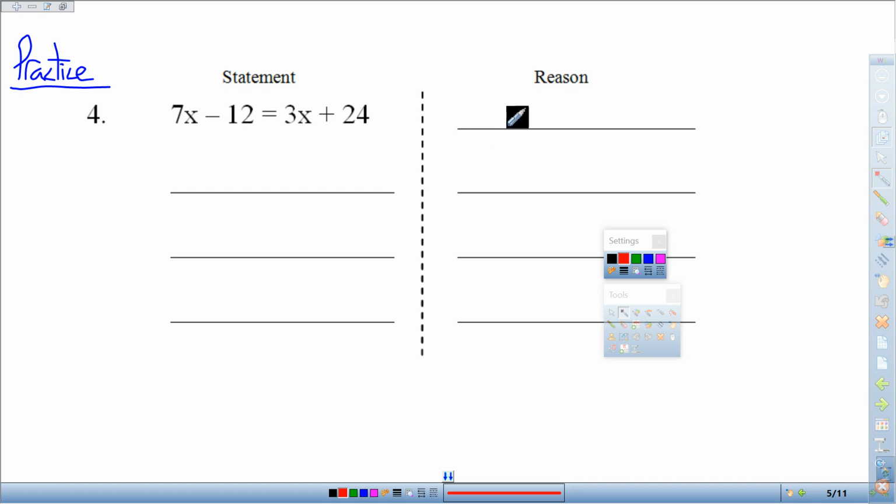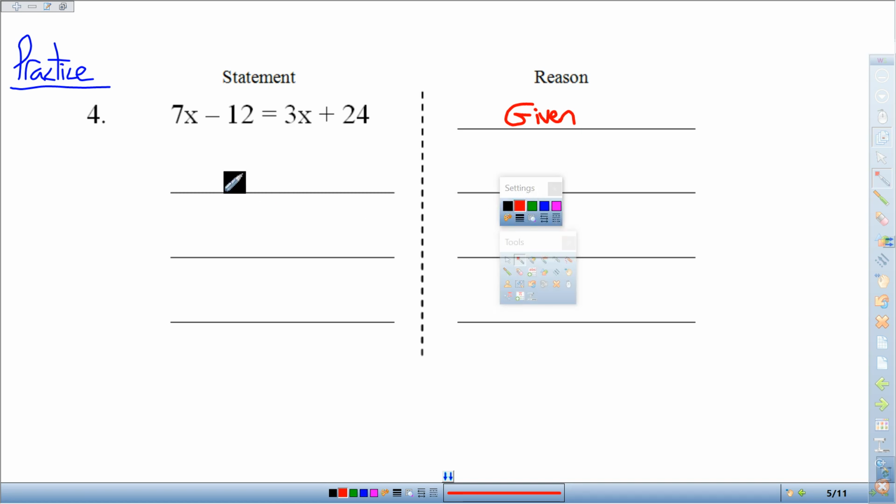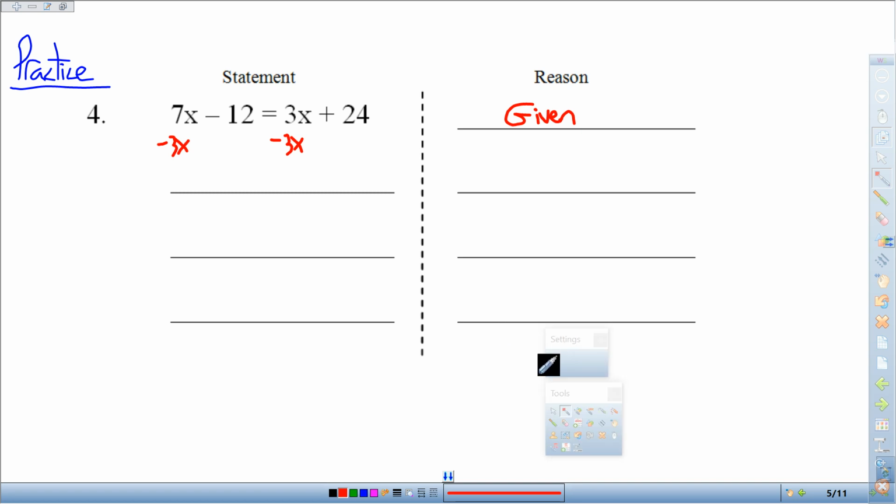Alrighty, so yeah, there's my statement. The reason exists because it is given to us. All right, first thing on this problem, I got variables on both sides. I'm going to go ahead and take this 3x and subtract it to the left. Just a reminder, we could also subtract 7x from both sides. If you did that, your reasons are actually going to be different as you go down the line.